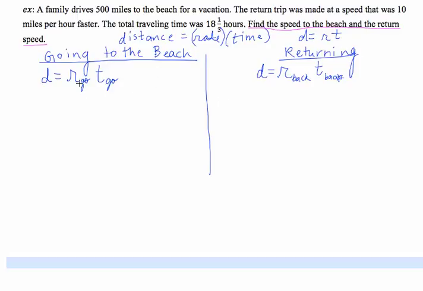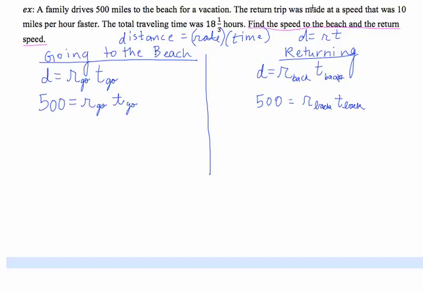Okay. So like I said, we already know that the distance that they travel each way is the same. That's 500. So let's go ahead and plug that in. So that'll get rid of the D's. So we know that 500 is equal to the rate at which they travel on the way there times the time it takes them to travel. And 500 equals the rate at which they go back times the time it takes them to go back.